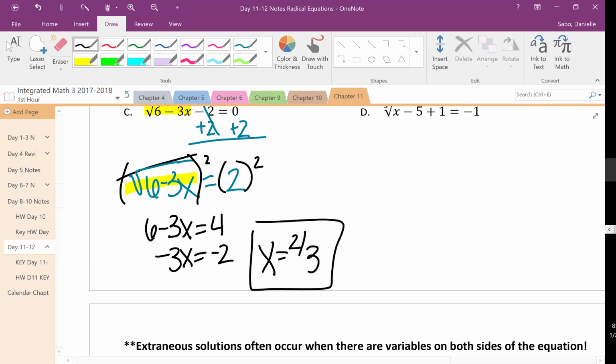But you can leave it as a fraction. You don't have to try to figure out what the decimal is. Just be careful with your negative signs.